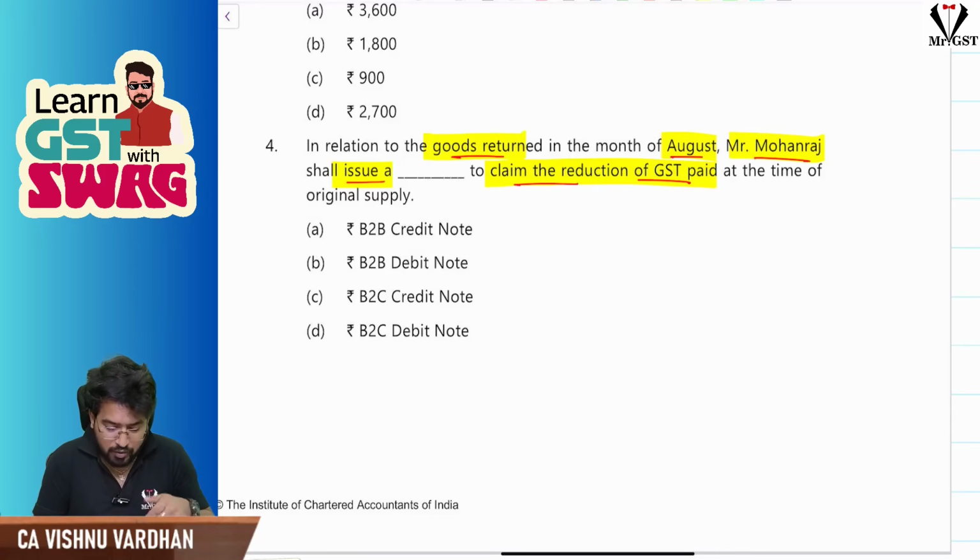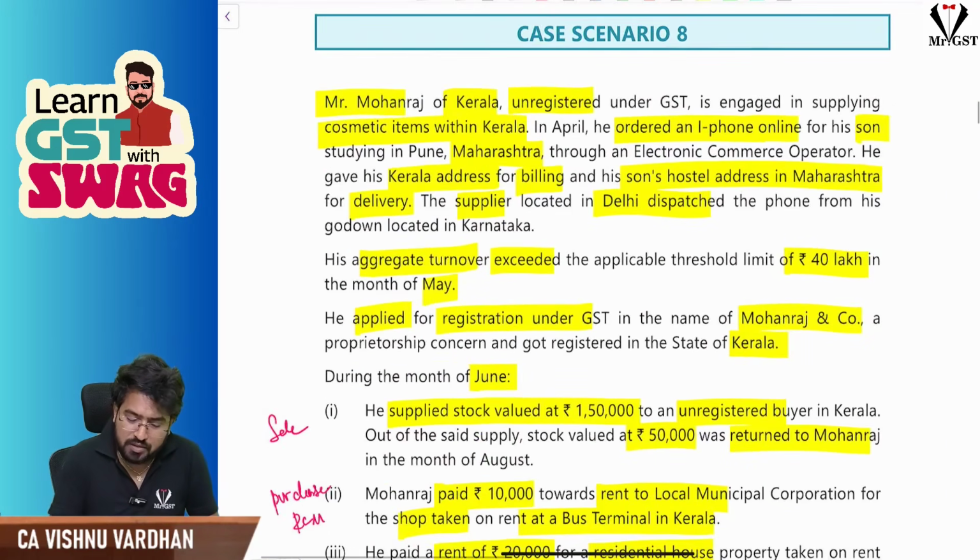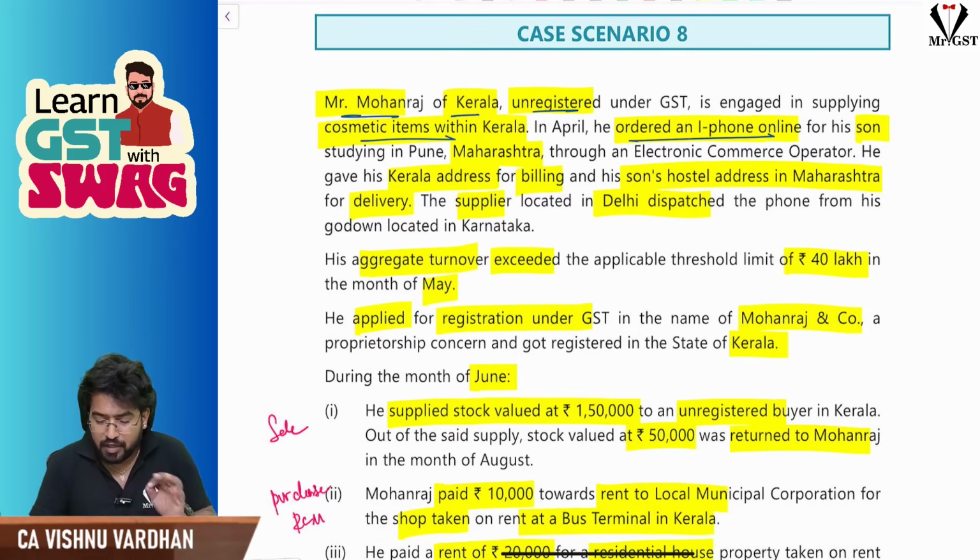Straight away we can say credit note, but here the confusing part is they give B2B credit note, B2C credit note. So which credit note we have to check? Okay, based on the customer. Now come to the point. Here this is about Mr. Mohanraj, Kerala, unregistered. He is dealing with cosmetic items within Kerala. He ordered an iPhone online for his son who is in Maharashtra. Now itself we can understand.